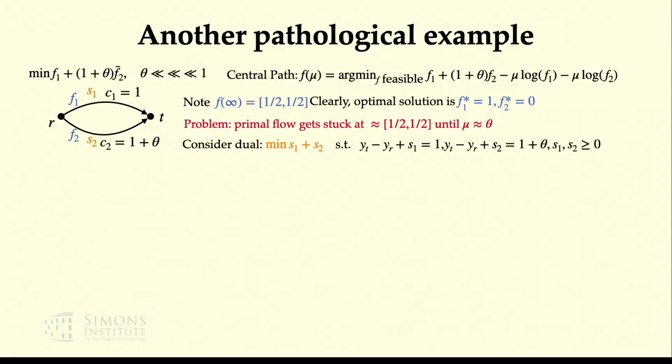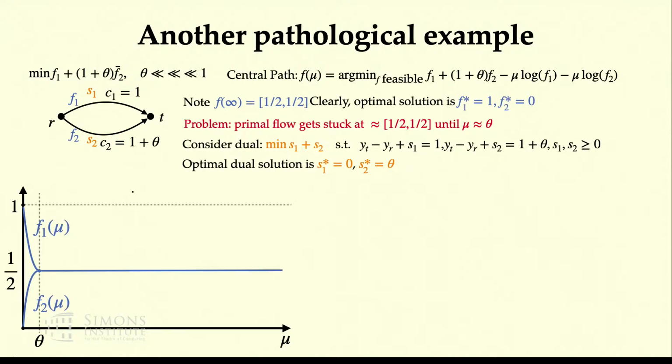So what's the dual of this problem? I want to minimize the sum of the slacks subject to these constraints. So the S's are sort of the reduced costs. It is easy to see that the optimal dual solution is given by, of course, the first slack being 0 because we want to route flow in the optimal solution over the first arc, and the slack in the optimal solution on the dual on the second arc is going to be theta.